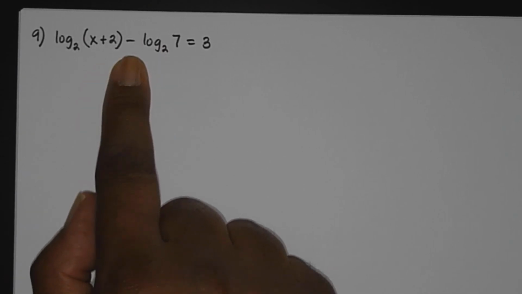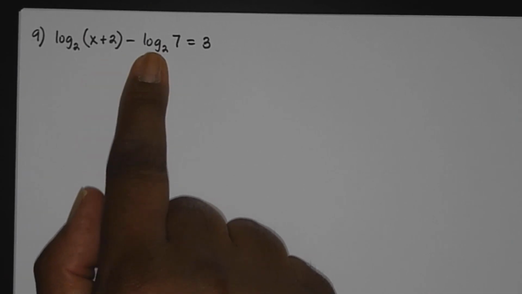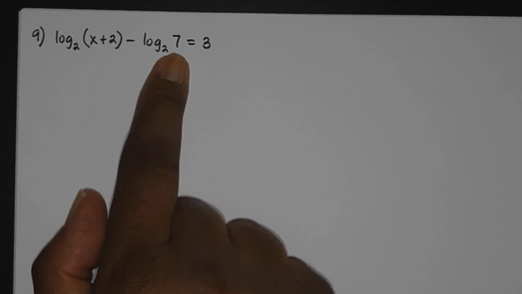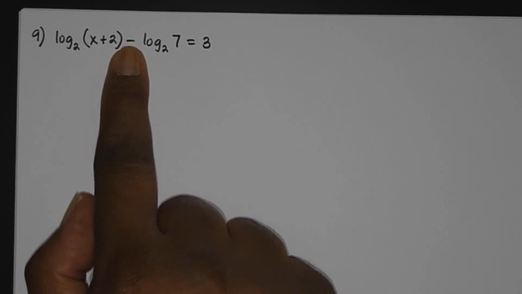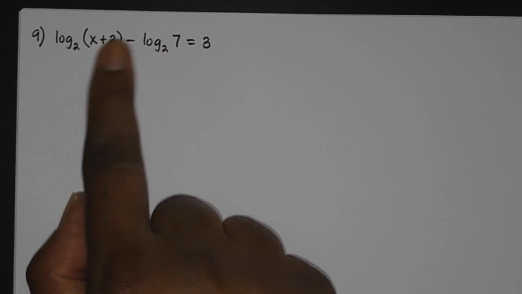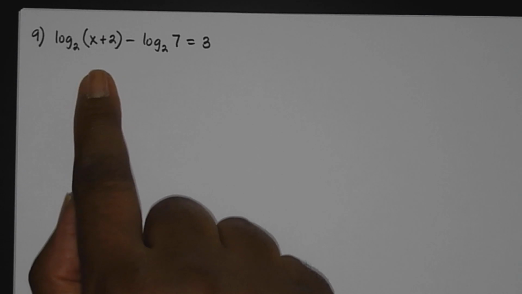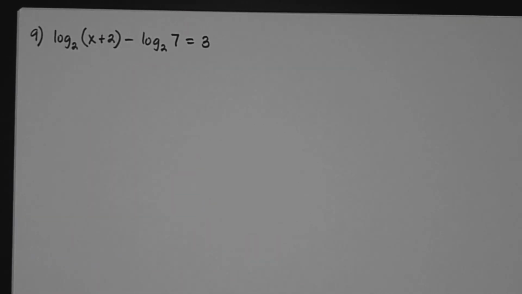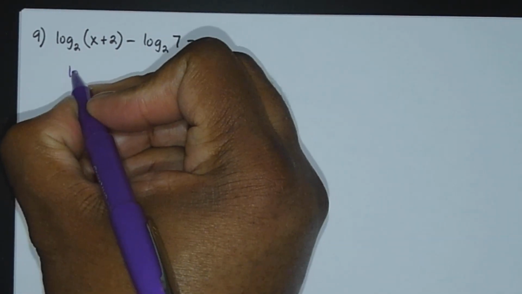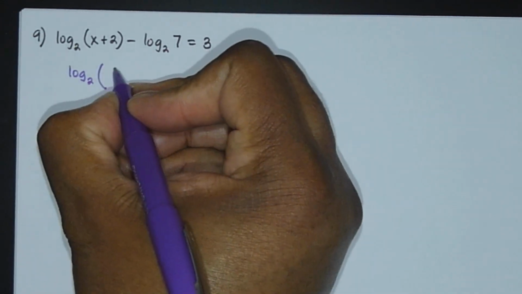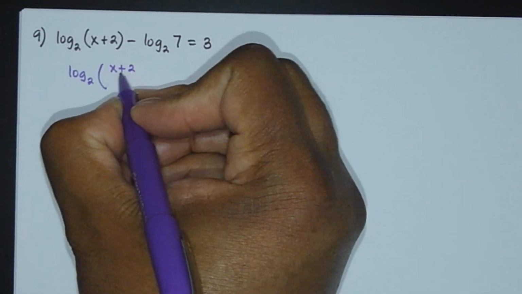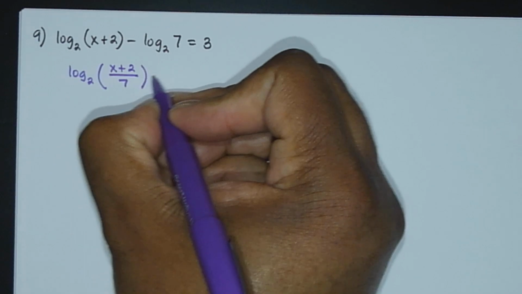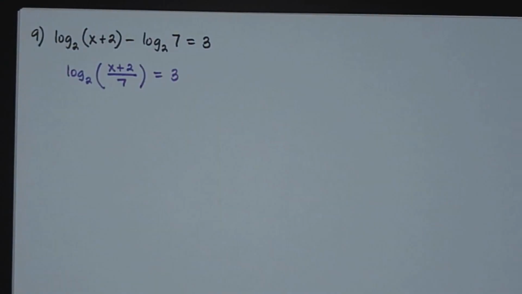So what rule do I need to use here to condense this? Notice the minus sign, we have a quotient rule that we need to use here. The difference of the individual logarithms condenses as the log of the quotient. So log to the base 2 of x plus 2 minus log to the base 2 of 7 will be log to the base 2 of x plus 2, that's your numerator, divided by 7, that will be your denominator, and then that's equal to 3.